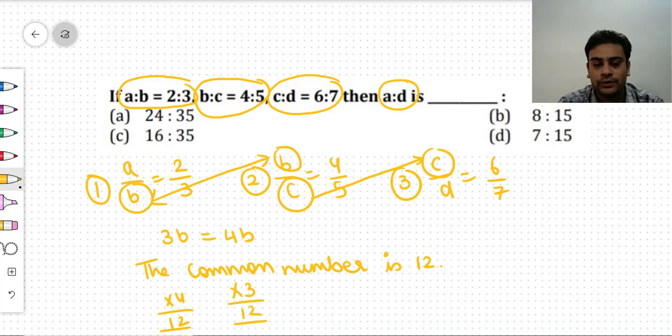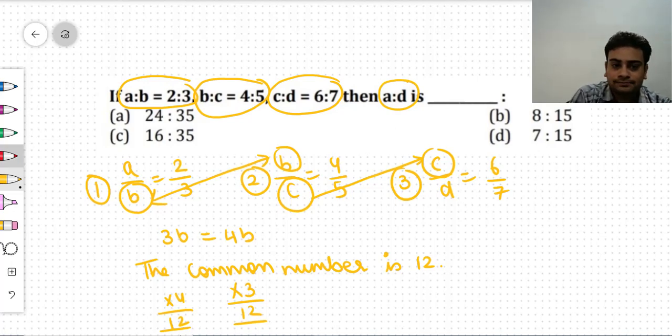I'm sure this is clear to you: since 3b in the first ratio and 4b in the second ratio are equal, the value of b will always be the same in all the ratios, right? So the common number in both the ratios is 12. In 3b and 4b, the common number is 12. So how can you find 12 in place of b in both the ratios? By multiplying the first ratio by 4 and the second by 3. So we will get 12 in place of b.